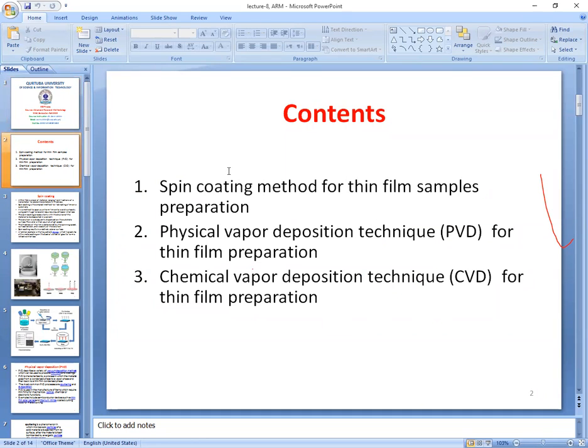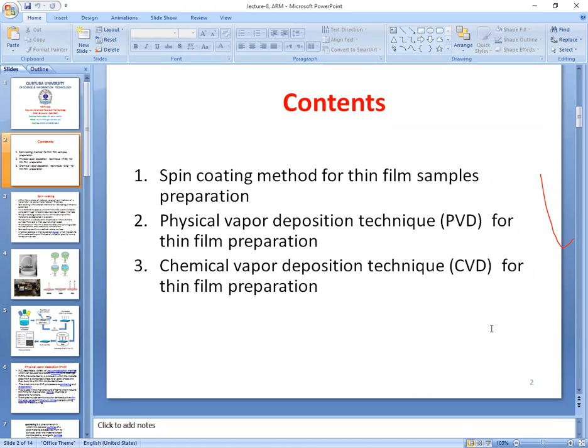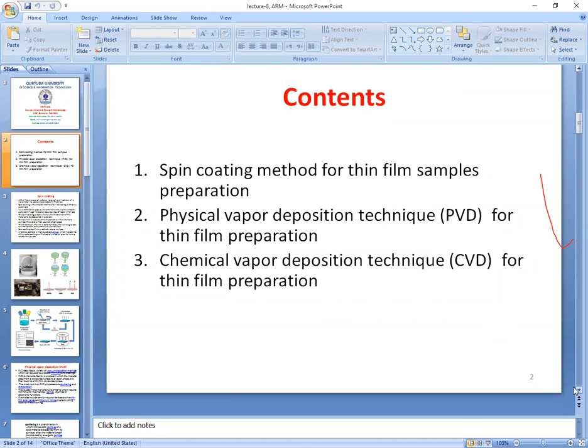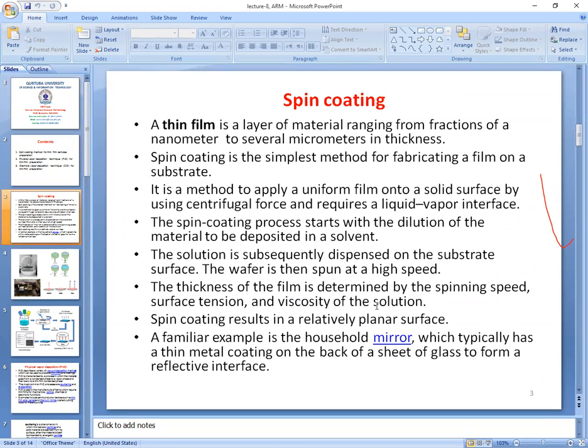Today we will discuss the spin coating method for thin film preparation, the physical vapor deposition technique PVD, and the chemical vapor deposition technique CVD for thin film preparation. Okay, so what is spin coating?